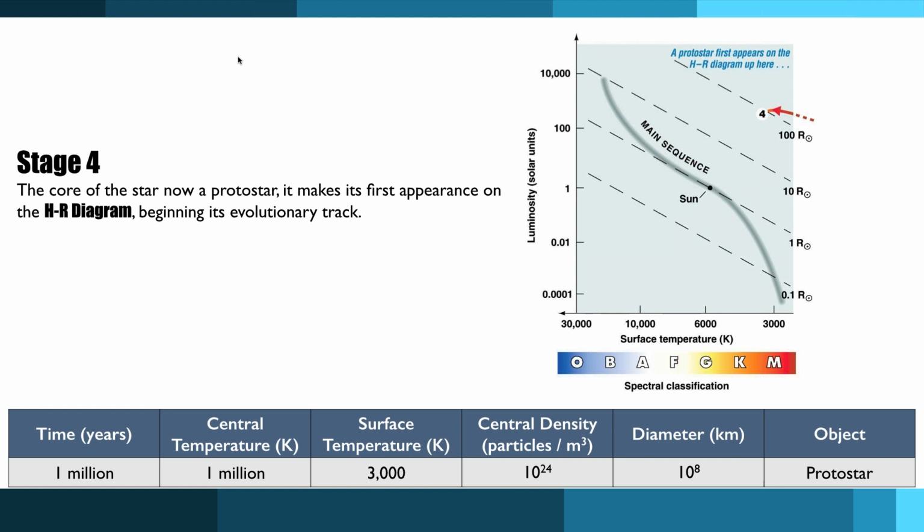The motion of this point around the diagram as a star evolves is called its evolutionary track. This is a graphical representation of a star's life. It has to do with its age and the type of star that it is, but keep in mind that it has nothing to do with actual real space motion of the star. This isn't tracking the motion of the star through space. It's just showing you different ages of its life. All right, so stage 4 is where we start putting that on the HR diagram.